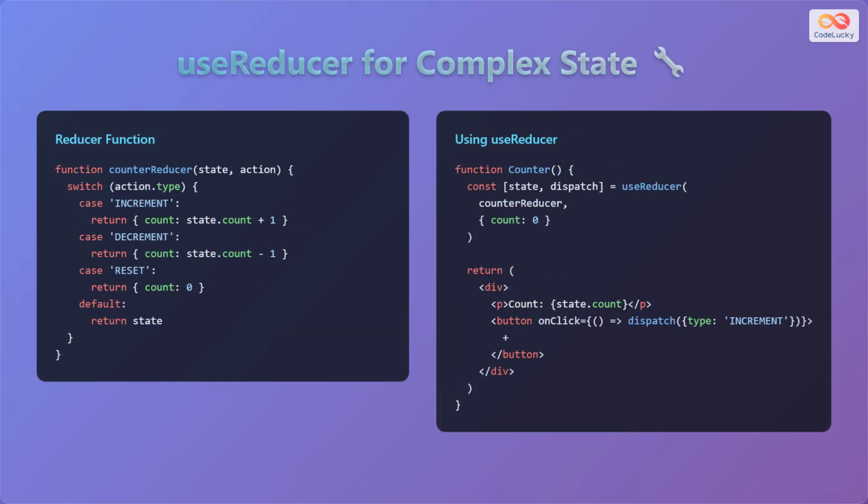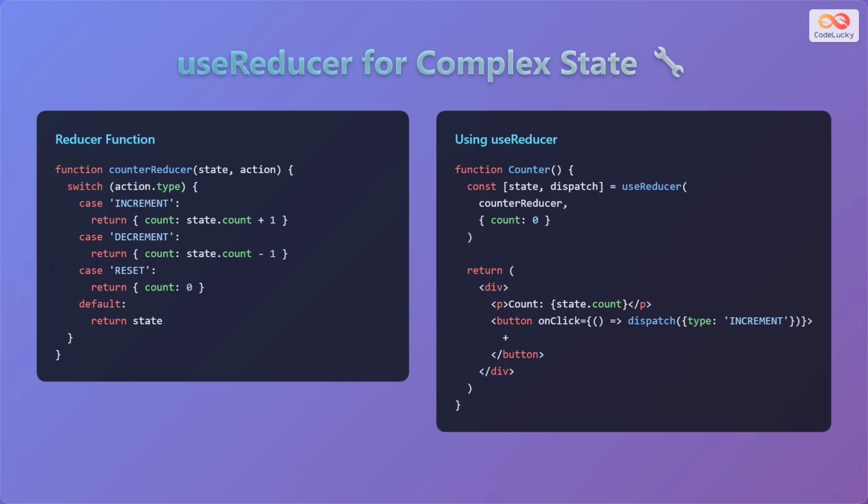When dealing with more complex state logic, useReducer can be a better alternative to useState. useReducer is a hook that is used for managing complex state transitions by using a reducer function. A reducer is a pure function that takes the previous state and an action and returns the new state. This pattern is similar to Redux. Let's define a counter reducer function. This reducer handles 3 actions: increment, decrement, and reset. Based on the action type, it returns a new state with the updated count.